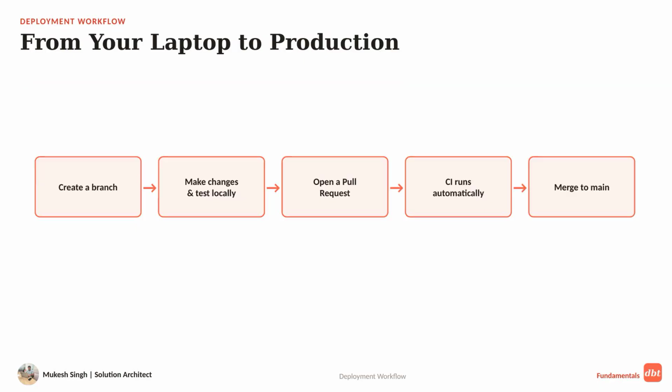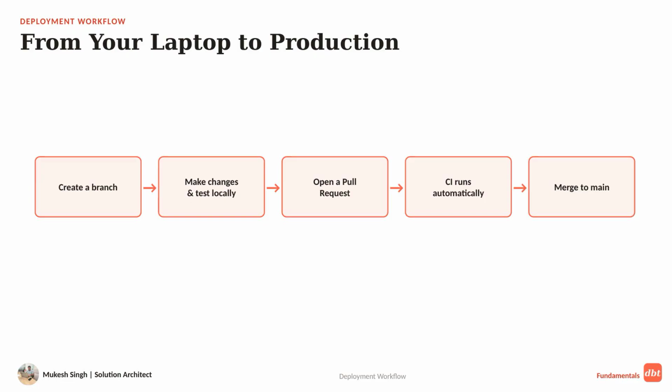Here's how a real change actually reaches production. You create a Git branch, make your changes, and test them locally against your own development schema. Then you open a pull request, which automatically triggers a continuous integration check, testing your change in an isolated environment before anyone reviews it. Only once that check passes, and a teammate approves it, does the change get merged into the main branch, ready for the next scheduled production run.